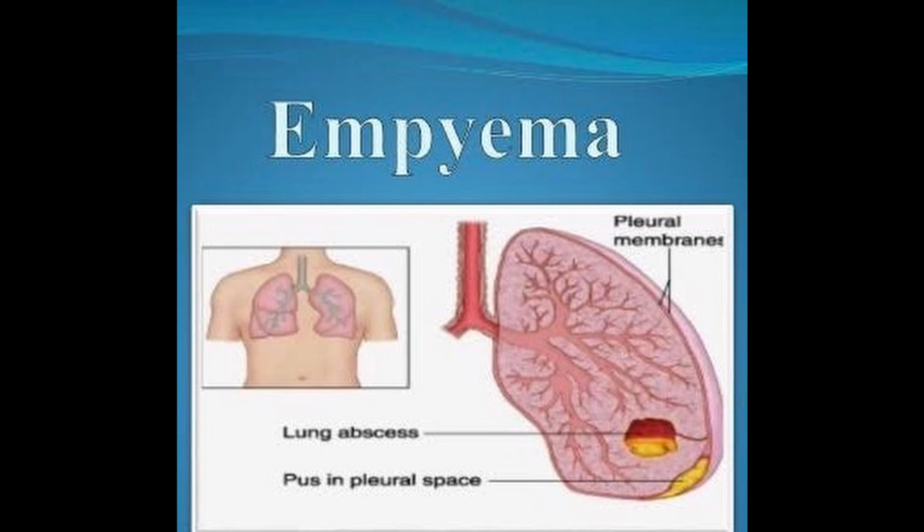Now the fifth one is empyema. In empyema there is a presence of pus in the pleural space. The term empyema is used for pus. So the presence of pus in the pleural space is termed empyema. So this is the clinical anatomy of the pleura.